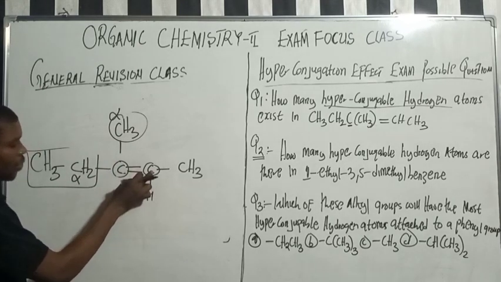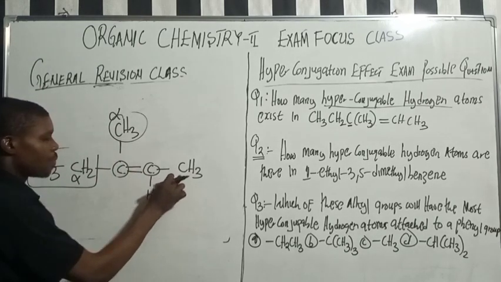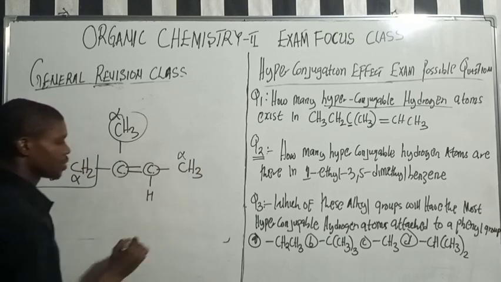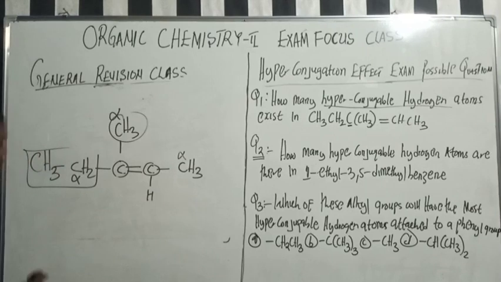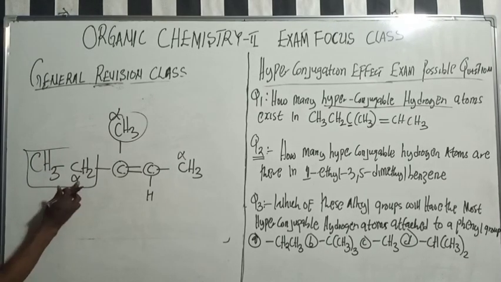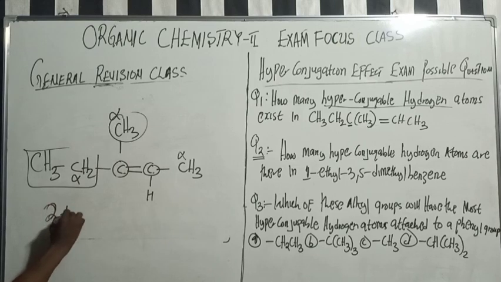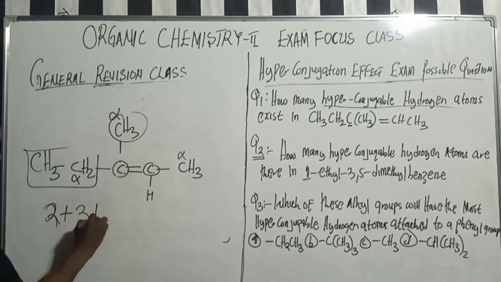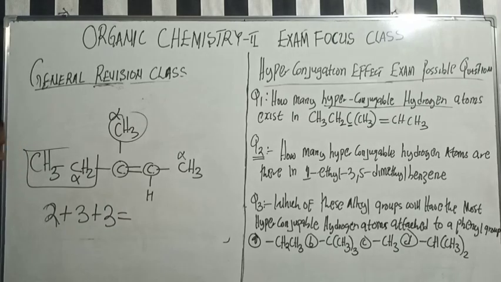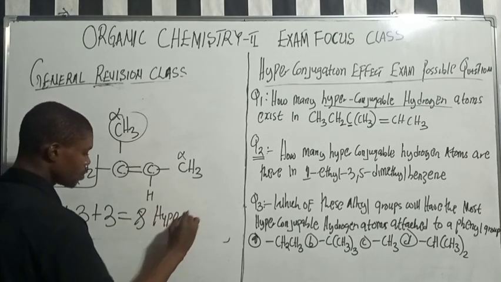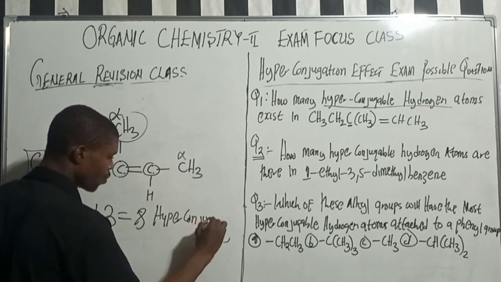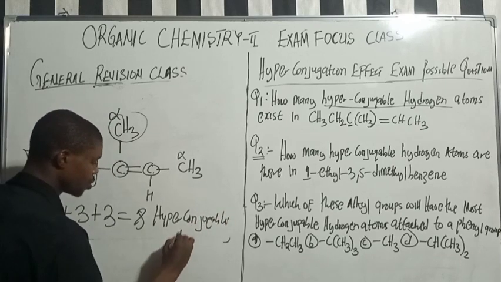Now let me move over to this other one here. This one has a carbon, so here we have an alpha carbon. So here we have three alpha carbons. Here we have two, because this carbon atom has two hydrogen. So two plus this has three, plus three. So we're going to have eight hyperconjugable hydrogen.